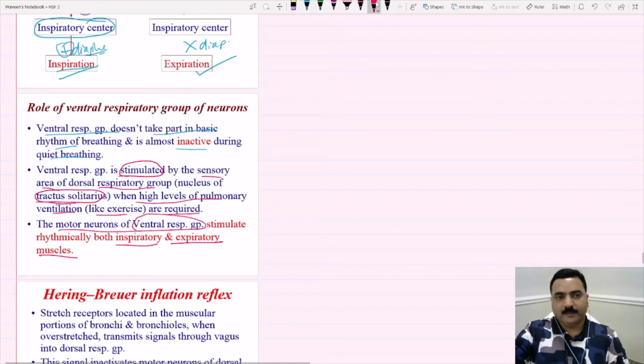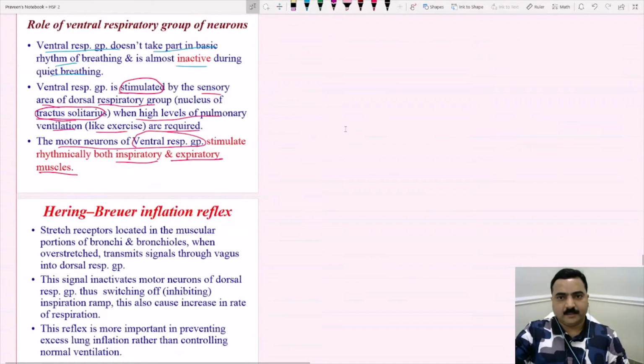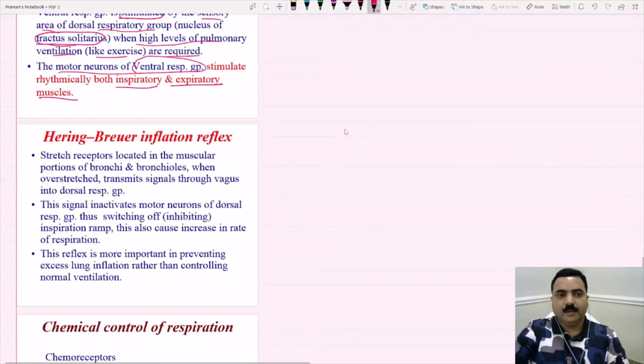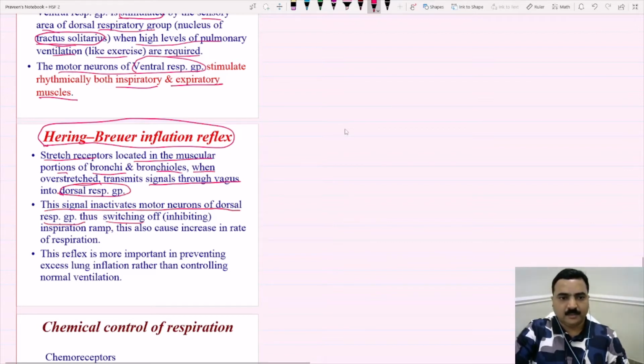Okay, so the previous question: when you cut the apneustic center from the pneumotaxic center, what will happen? Then you need the Hering-Breuer reflex to happen. That means there are stretch receptors located in the muscular portions of the bronchi, bronchioles, even in the heart, everywhere. When overstretched, they transmit signals through the vagus into the dorsal respiratory group of neurons. These signals inactivate motor neurons in the dorsal respiratory group, thus switching off the inspiratory ramp.